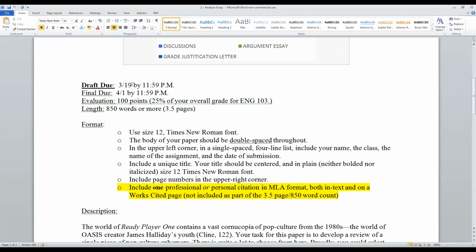Now, I'm recording this on Sunday, the 7th of March. So I'm calculating next Friday based on the fact that you may have had the entire week to read through or watch these videos and process this information. So that's 3:19 by 11:59 p.m. That will give me the break to grade the papers and give you back the results.